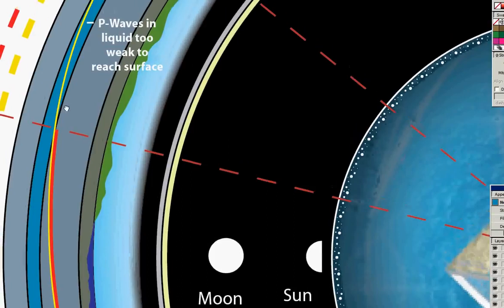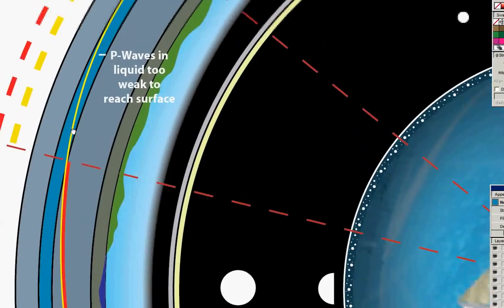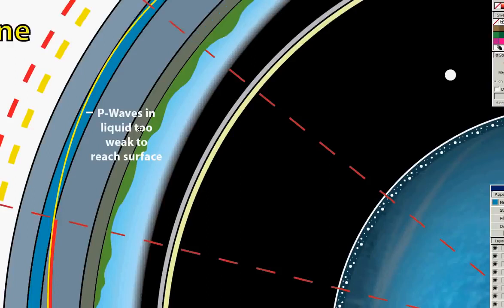There's a liquid here. This is what I'm saying. I'm not sure, I'm just speculating. And the P wave continues on into the liquid, but it's too weak to reach the surface. So you still get some seismic data within this shadow zone, but you don't get that much. That's what I interpret. That's what they tell me.